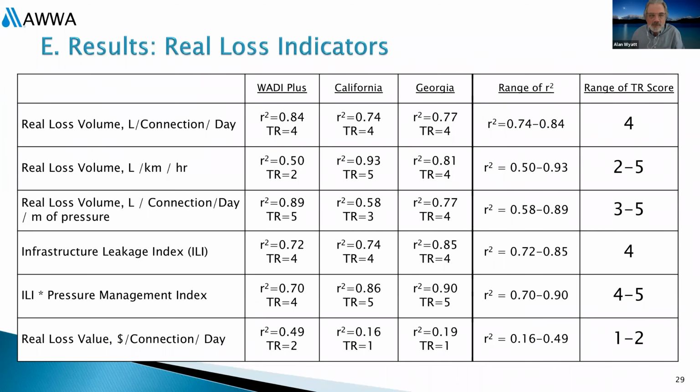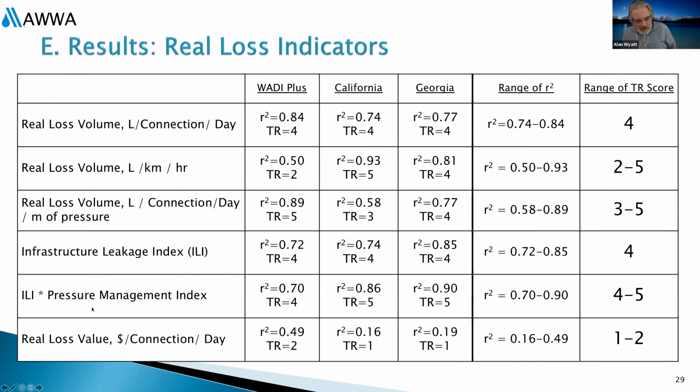Anyway, this is the overall technical rigor scores. The liters per connection per day is 4s all the way across the board. ILI is 4s all the way across the board. Liters per connection per day per unit pressure is somewhat variable, as is the kilometers. And by the way, I have a hint or a thought on why this is so high and this is lower, and it has to do with the materials of piping and the connections. This is what Julian was suggesting.